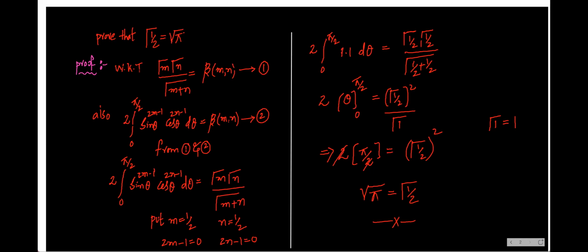Yes Rehan, you are asking the doubt now. How many properties are there? 3 properties of beta function and 6 properties of gamma function we have.